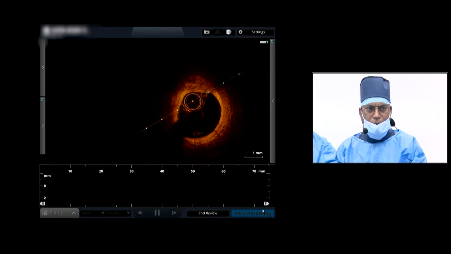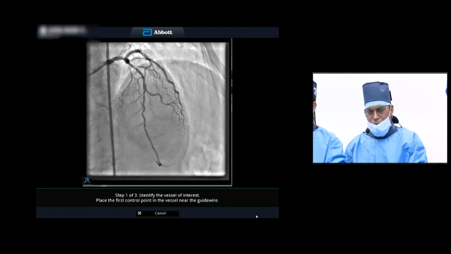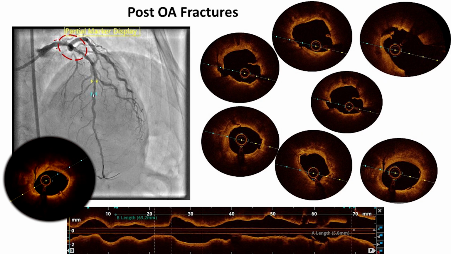Now we acquired the OCT prior to the PCI procedure. So let me show the analysis of the OCT. You can see the fractures here, a nice fracture where there is thick calcium. Here also you can see the fracture in the calcium. You can see multiple fractures and adequate ablation.